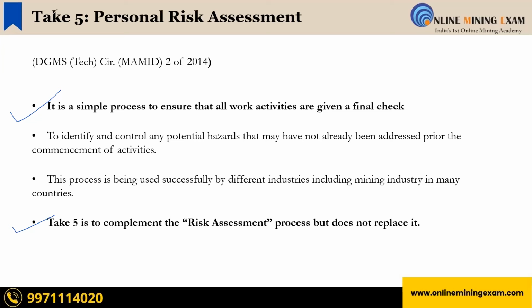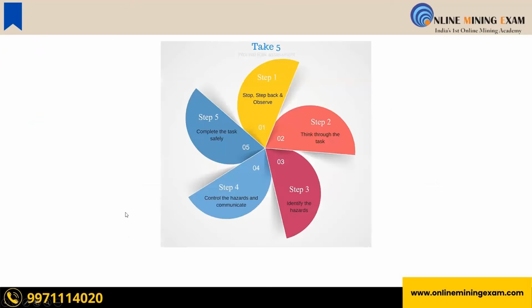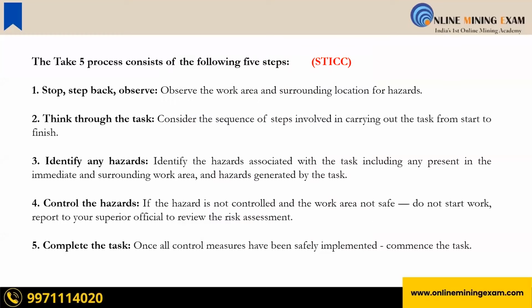Okay, so this is the crux of this circular Take 5 personal risk assessment process. Number one, it is simple process to ensure that all work activities are given a final check. Last line, it is to complement the risk assessment process but does not replace it. ये risk assessment process को complement करता है लेकिन उसको replace नहीं करता है. All right, so this is the Take 5 process. These are the 5 things which have been used. I have already written here also.